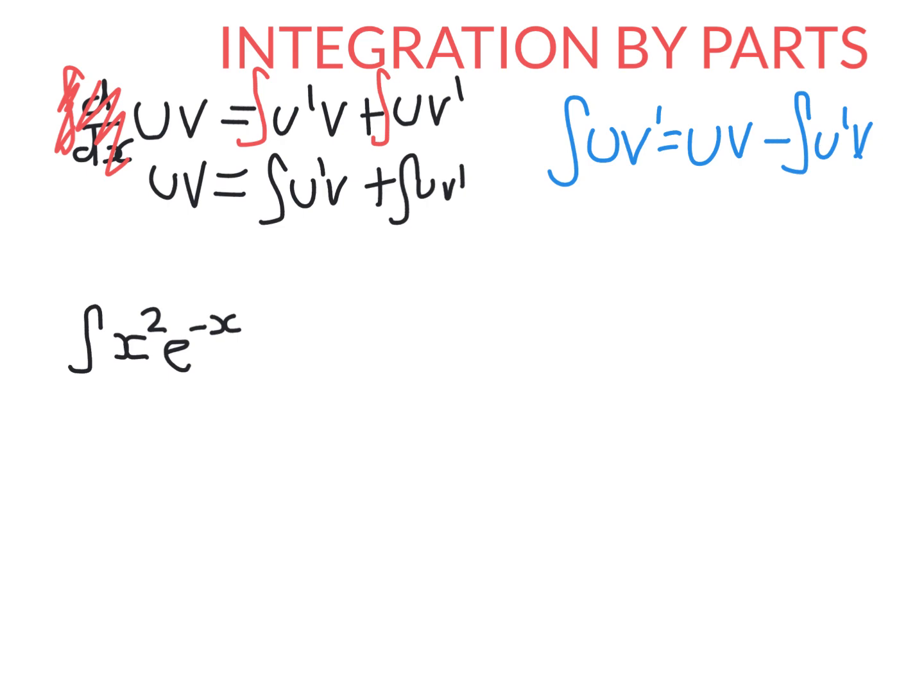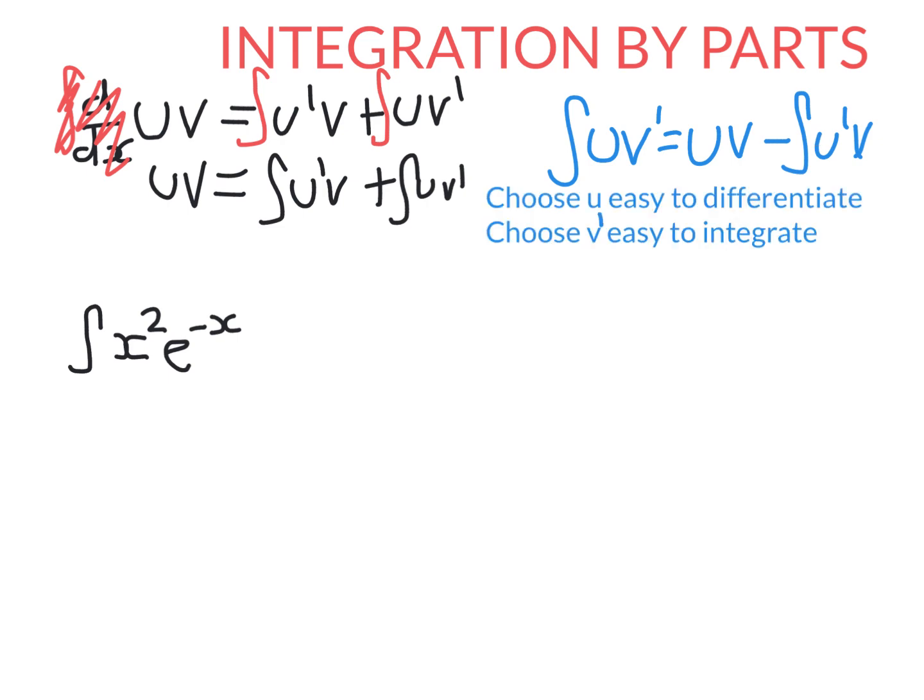Here u and v are functions of x. So when you need to integrate the product of functions, you choose which one's u so that it's easy to differentiate, and you choose the one that's v dash so it's easy to integrate. So let's apply integration by parts here. We have a function of x multiplied by another function of x. So first step, we need to choose u and v.